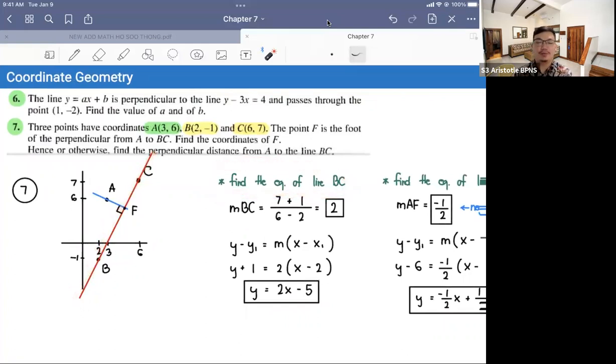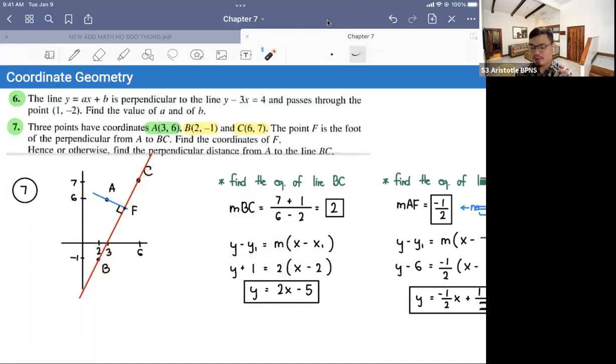Again, when you want to find the equation of the line, you need the gradient and a point, right? So here's your gradient of line BC, which will give you 2, right? Since it's going up, it's supposed to be positive. Okay. And then using the formula, so substitute all the values here. So m becomes 2, and then just choose either point B or point C. Okay, either way, it will still give you the same equation.